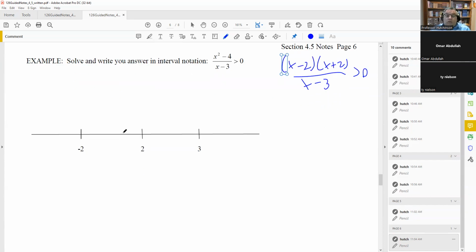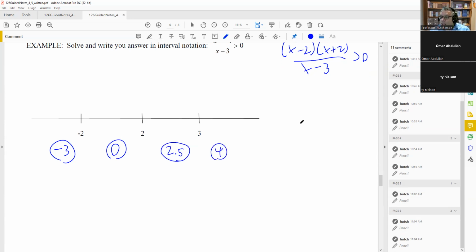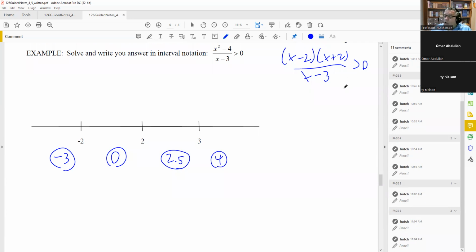Okay, then I want to use the test numbers. A number less than -2 is -3. Between -2 and 2, we have a 0 because that's between a negative number and a positive number. Between 2 and 3, I have to use a decimal here. I'm going to use a 2.5. And then a number larger than 3, I'm going to use a 4. Now, we have to test these numbers into the factored problem here. So let's test -3 first.